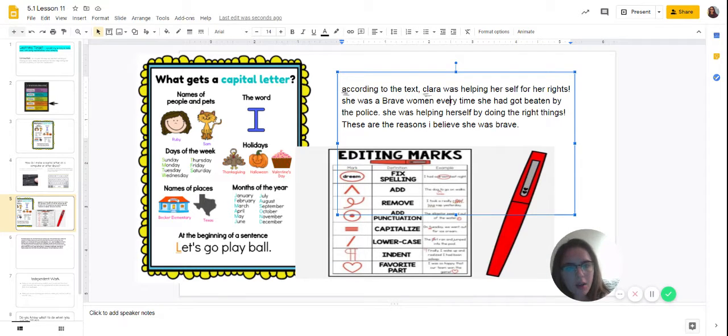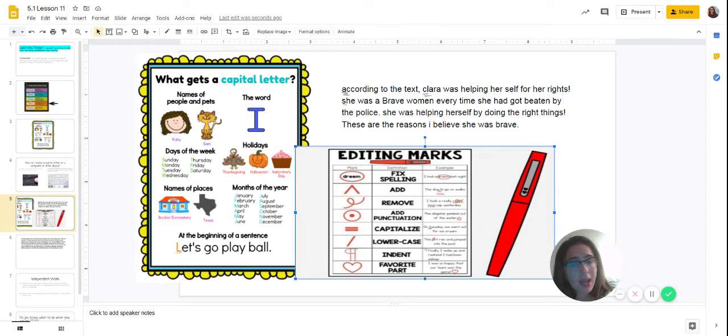Was helping herself for her rights. She was a brave woman every time she had gotten beat by the police. So I see that the "she" after this exclamation point should be capital. It's a new sentence. So I'm going to go ahead and write three lines underneath that.